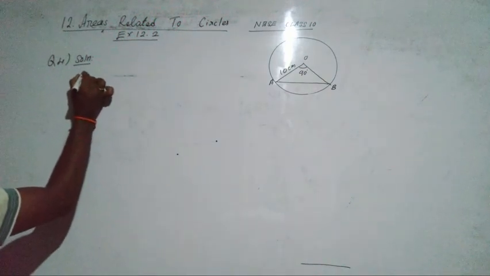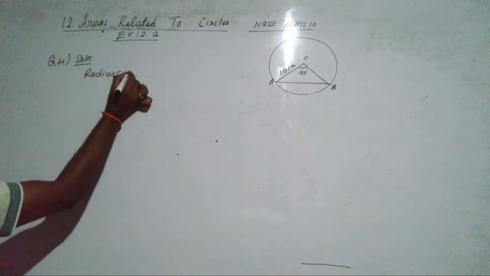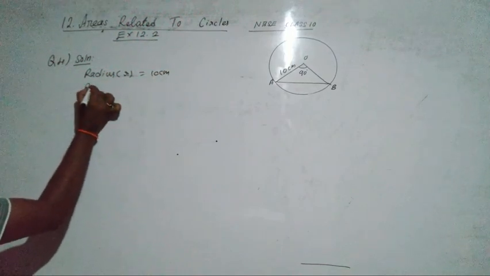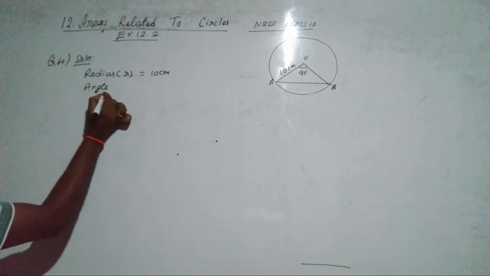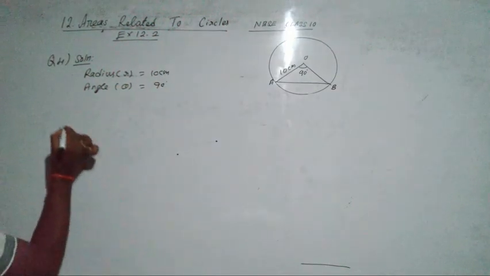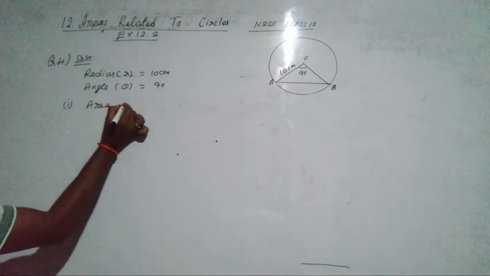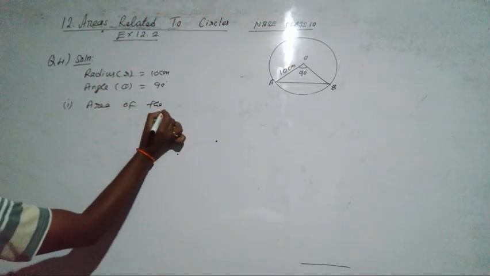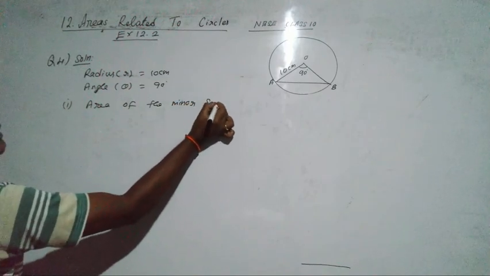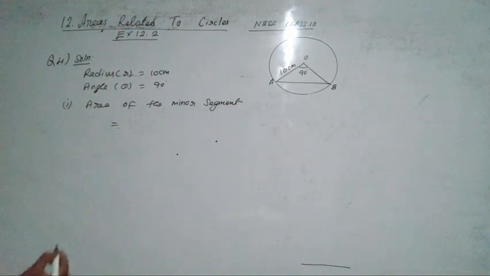Okay, radius we know. Radius R is equal to 10 centimeter. Sector angle, or angle theta, is equal to 90 degree. So number 1, area of the minor segment. We require to find the area of minor segment.